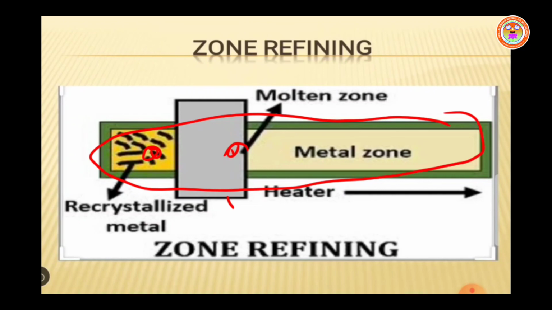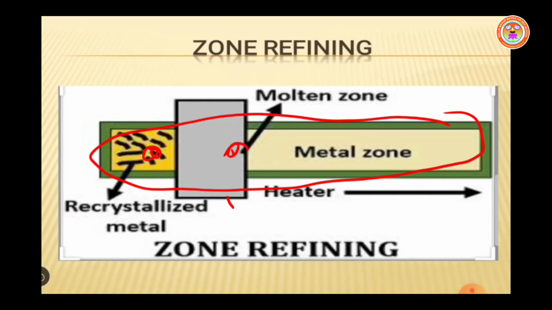The process is repeated several times by moving the heater in the same direction again and again to achieve the desired purity level. This process is carried out in an inert gas atmosphere to prevent the oxidation of metals. Okay, children?